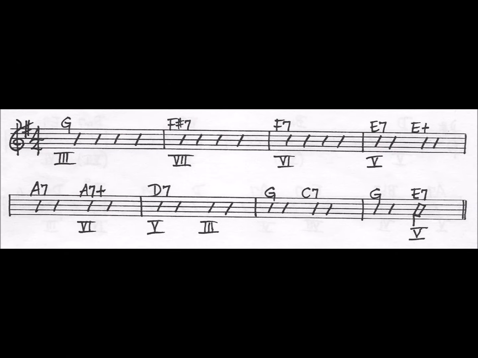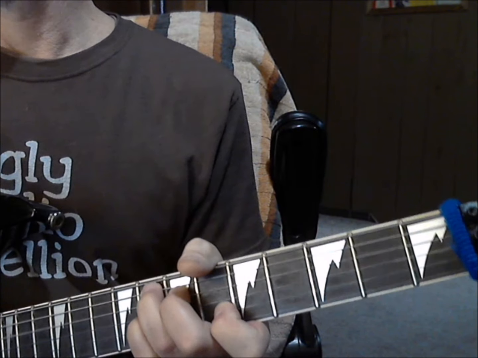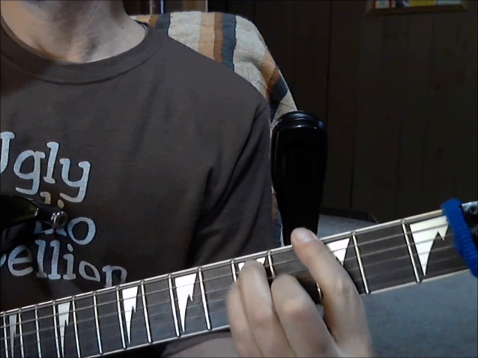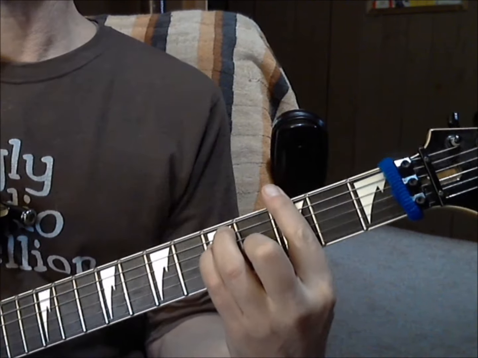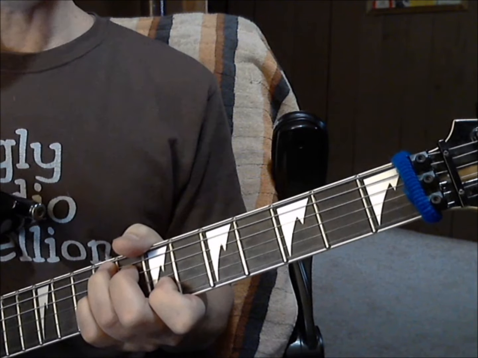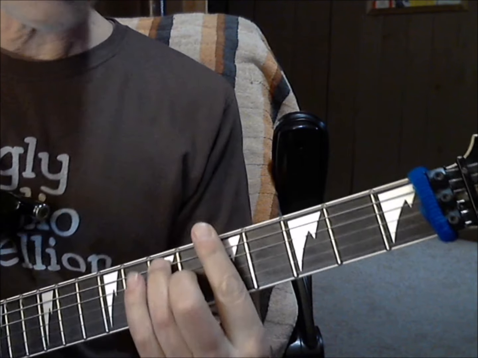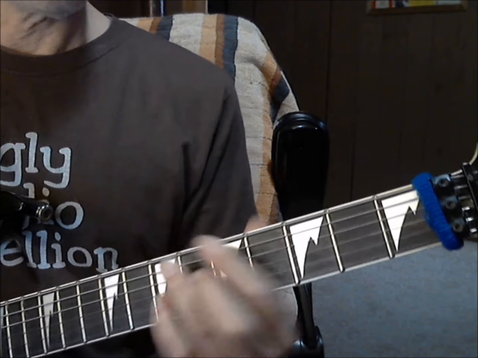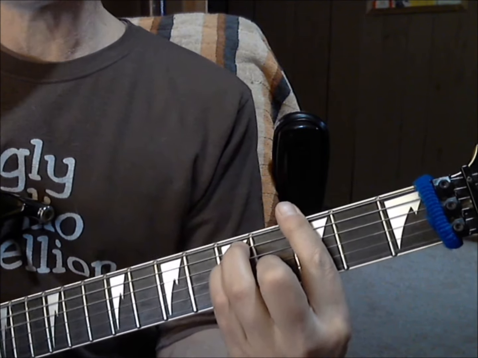Here's the one that starts on G. Is G at the 3rd fret, F sharp 7 at the 7th fret, F7 at the 6th fret, E7 at the 5th fret, E augmented at the 5th fret, A7 at the 5th fret, A augmented 7 at the 6th fret, D7 at the 5th fret, different shape of D7 at the 3rd fret, G at the 3rd fret, C7 at the 3rd fret, back to G, E7.